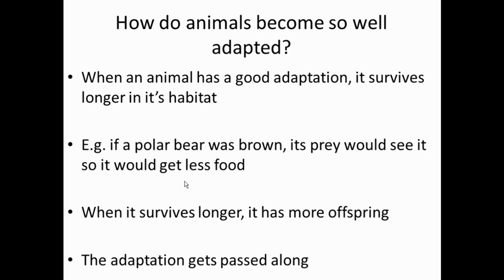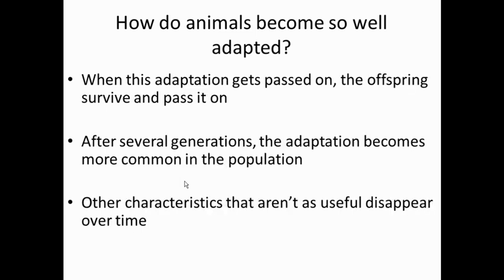So if you've got a white polar bear that's eating loads and reproducing, it's going to pass on that colour, okay? It's going to pass on the white colour. So when this adaptation gets passed on, the offspring will also survive and get more food, and they will then reproduce more and pass it on. So after a couple of generations, if being a white polar bear camouflaged in your environment is a better adaptation, then there are going to be more white polar bears within the polar bear population, okay?